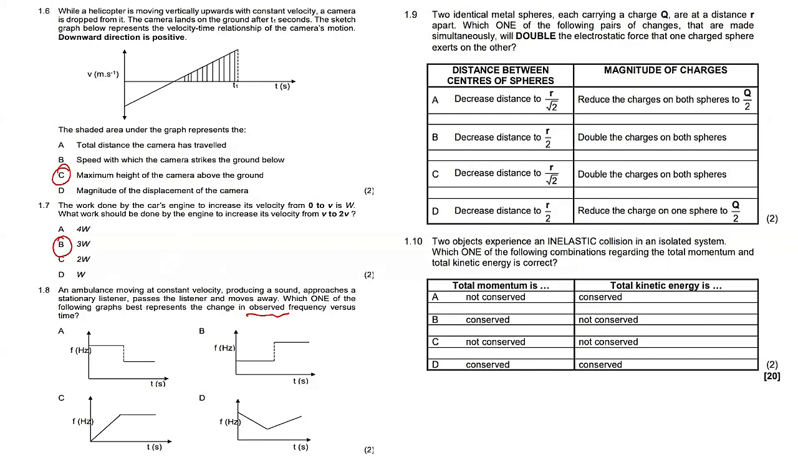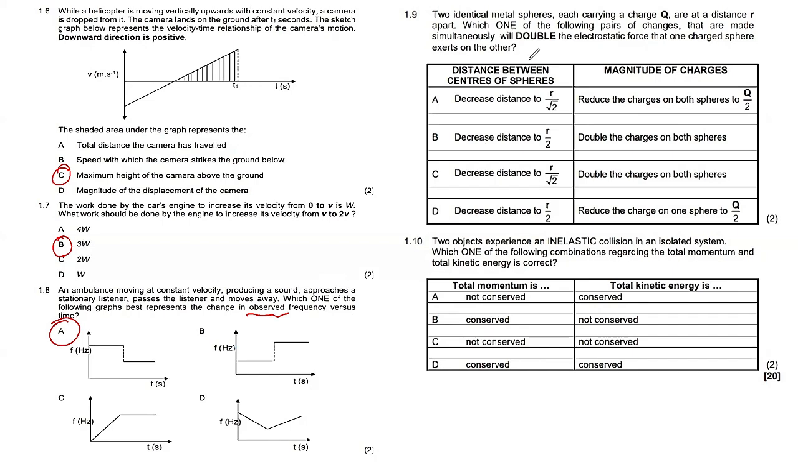Now, looking at all these graphs, which one best represents that situation? We can all agree that that is being represented well by graph A, because here frequency of the listener is higher, and then after some time the frequency of the listener becomes low as the ambulance passes away. Okay, so we have option A.